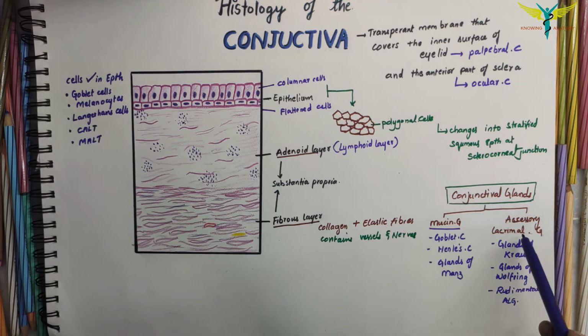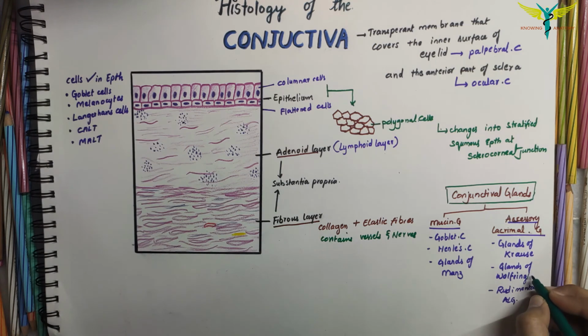Now coming to the accessory lacrimal glands, the glands of Krause. These lie in the deep subconjunctival tissue of the upper and lower fornices. These are 42 in number in the upper fornix and 6 to 8 in number in the lower fornix. The glands of Wolfring, these are also called the glands of Ciaccio, and the rudimentary lacrimal glands.